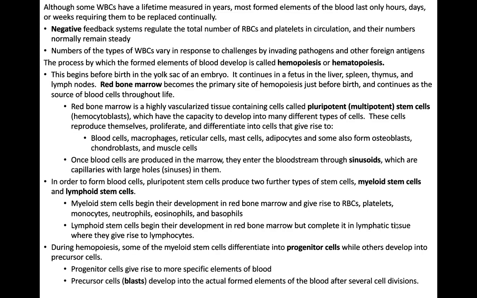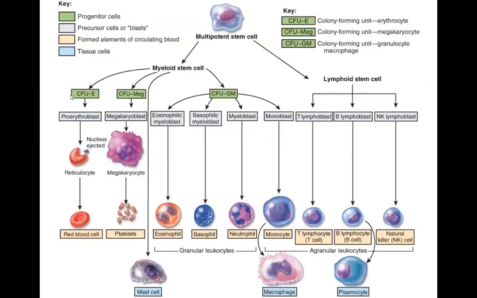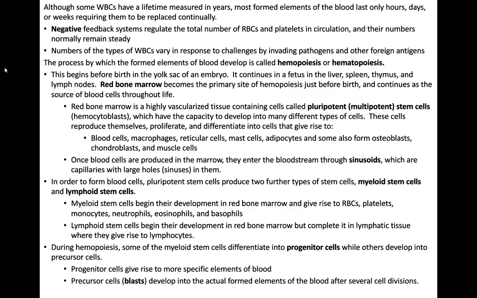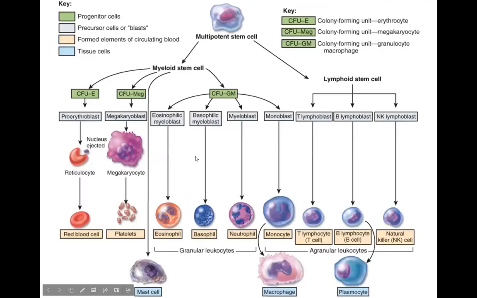And now, during hemopoiesis, some of the myeloid stem cells can differentiate into progenitor cells, while others develop into precursor cells. If we look here, we have them coded with green and this pinkish shade. I guess that's a pink, maybe it's like a light purple. Okay. Progenitor cells give rise to more specific elements of the blood, whereas precursor cells, which always end with blast at the end of the name, develop into actual formed elements of blood after several cell divisions.